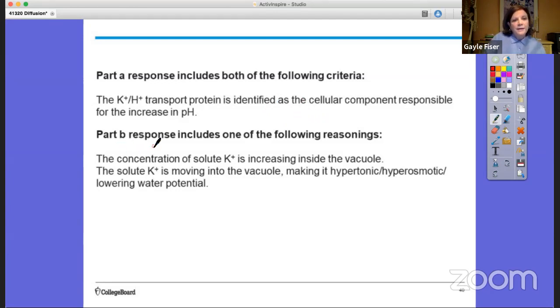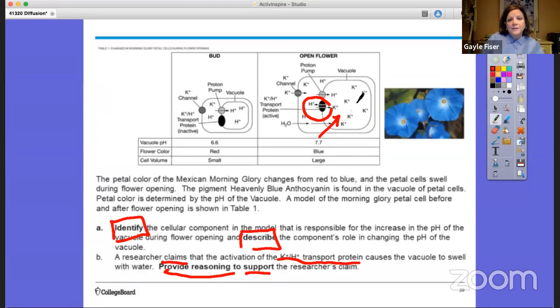All right, part B, the response includes one of the following reasonings. The concentration of solute K is increasing inside the vacuole, and the solute K is moving into the vacuole, and that's making it hypertonic, hyperosmotic, and lowering the water potential. So tomorrow with Ms. Kate, you're going to be reviewing osmosis, water potential, and tonicity. All that will happen tomorrow. But if you figured it out today, that's good, because look at all this K. All this K had higher solute in here, so the water is going to move right in there.